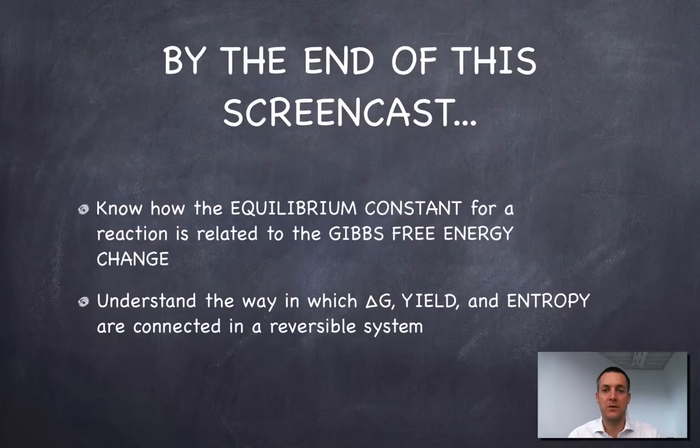Anyway, hopefully that all makes sense, and hopefully you can see how the equilibrium constant is connected to the Gibbs free energy change, and you can see the relationship between delta G and yield. I didn't really talk about yield much there, but remember, if you've got a high yield, that means you've got a big equilibrium constant, and the entropy in a reversible system.